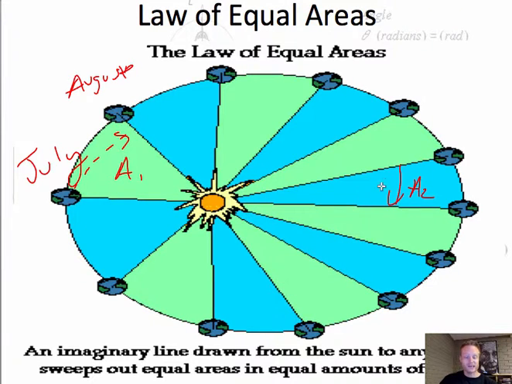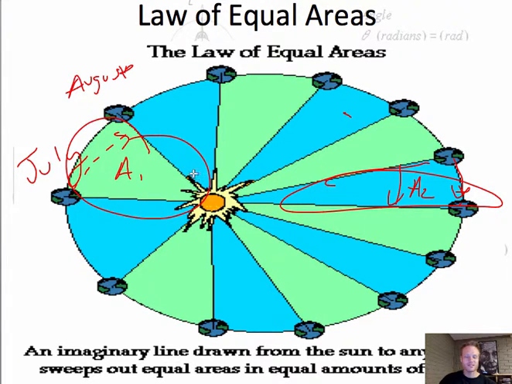Actually, all the areas are equal, as long as it's the same amount of time. So if this took 30 days to go from here to there, and this took 30 days to go from here to here, those areas, those pieces of pie, are equal. It'd be like if you cut up a pizza in weird shapes. Someone might complain and say, hey, you gave me this piece that seems smaller than the piece Johnny got, but they're actually the same amount of pizza.